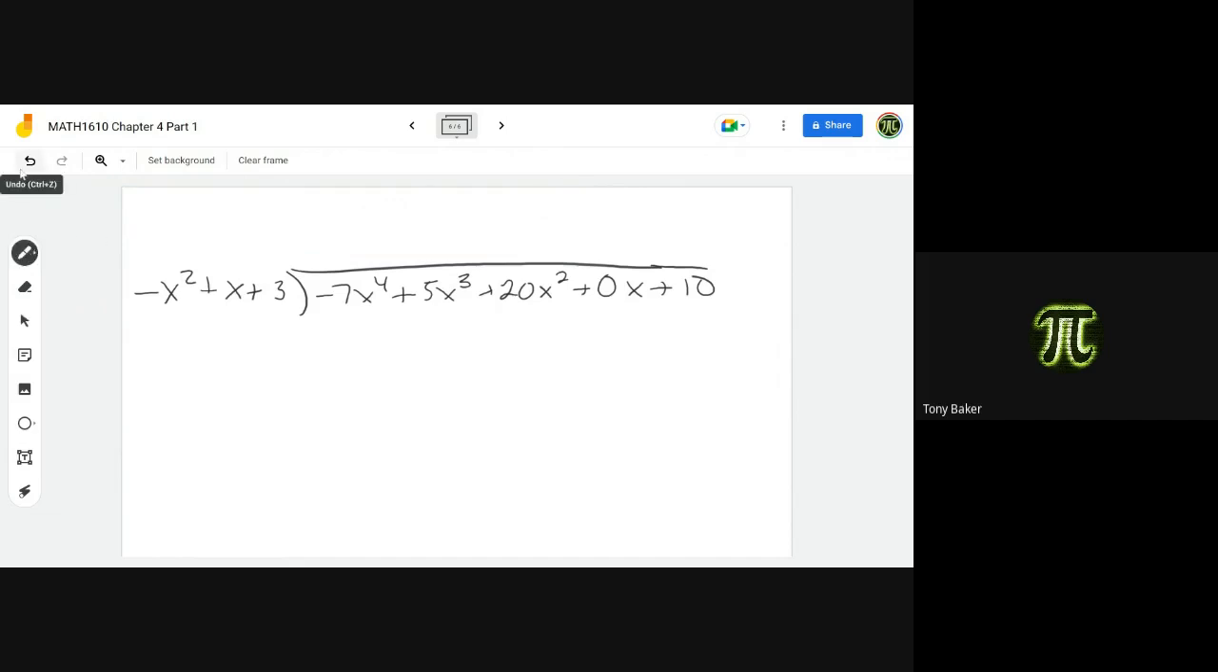All right, so now we can divide these. Again, when we're doing the division, we're only looking at the very first part. So negative 7x to the fourth divided by negative x squared is what? So it's 7x squared. So I put 7x squared there. I multiply. I get negative 7x to the fourth. I get 7x to the third and 21x squared.